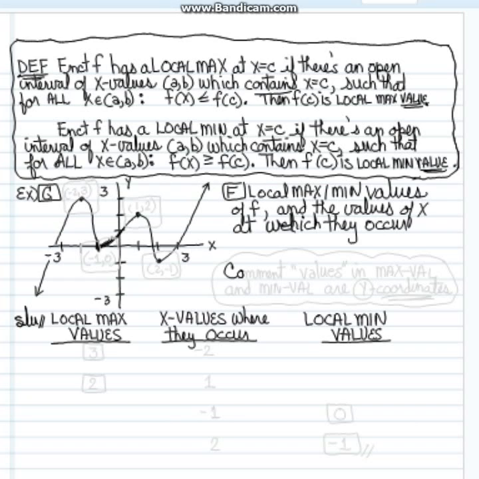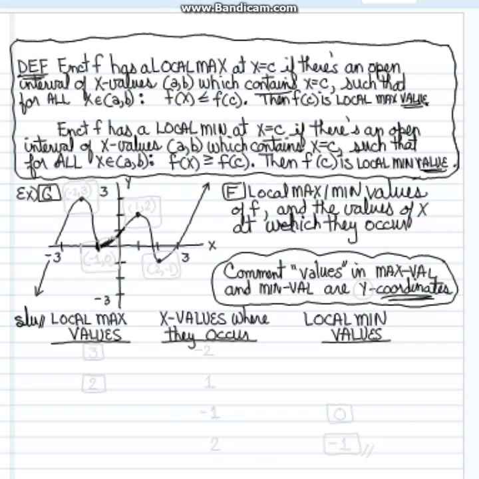Okay, so first, here's a comment, which I just said. The values in the max value or min value columns are always the y coordinate. That's what goes under the word values, on the two columns that say max value and min value. The y coordinate, not the x coordinate. The x coordinates go in the middle on my table. Okay, so let's look at this graph. Let's look for a tall point on this graph.